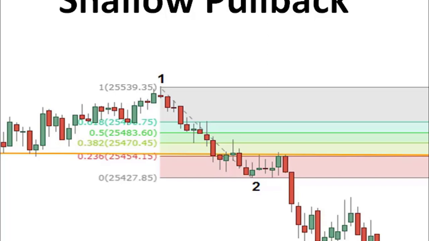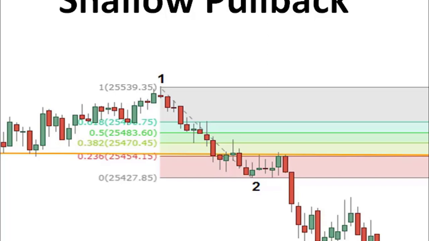We measure the retracement from point 1 to point 2 and the maximum retracement to the upside was 23%. Hence, it's a shallow pullback in a downtrend, and the downtrend in place will most likely resume because the bulls were not strong enough to push the price deep.